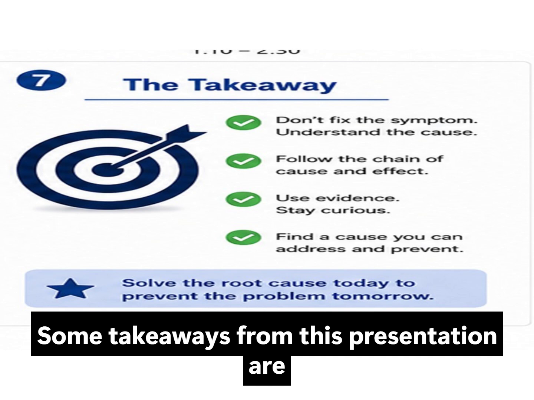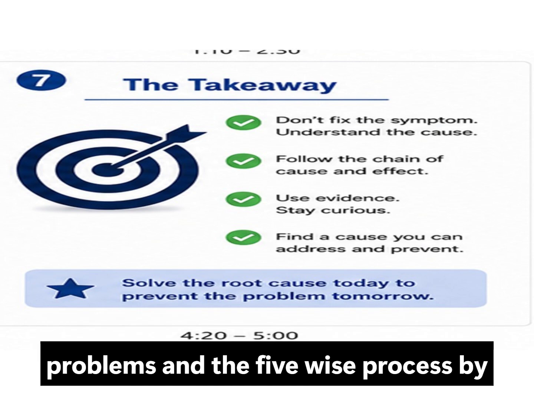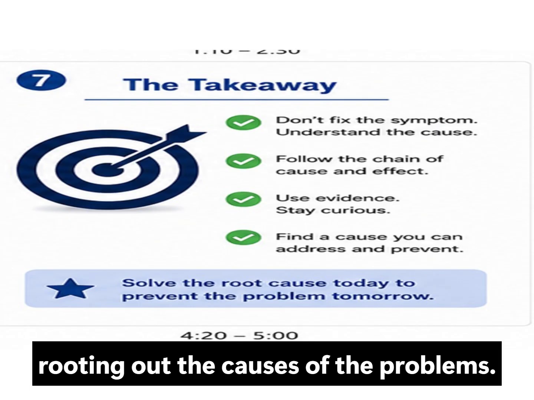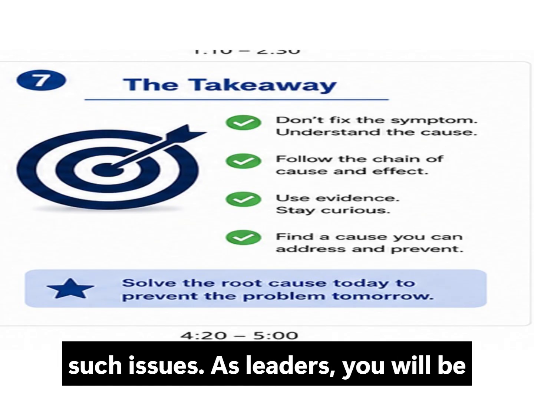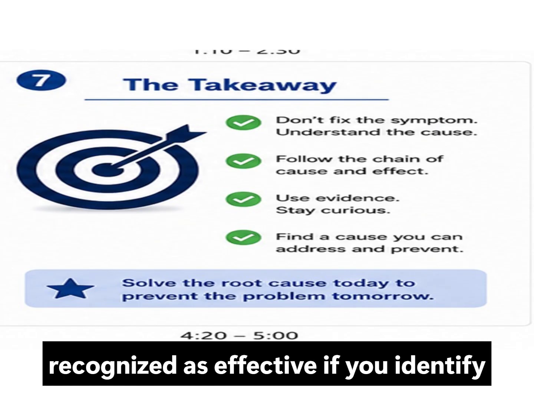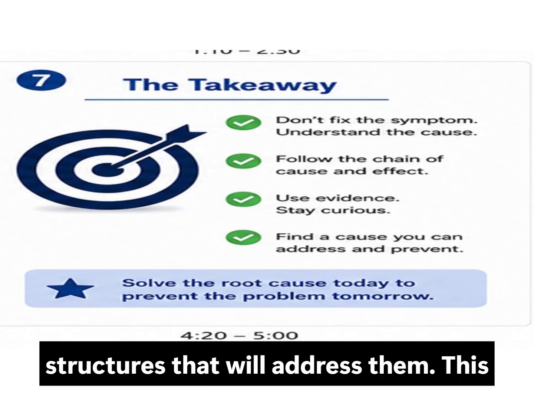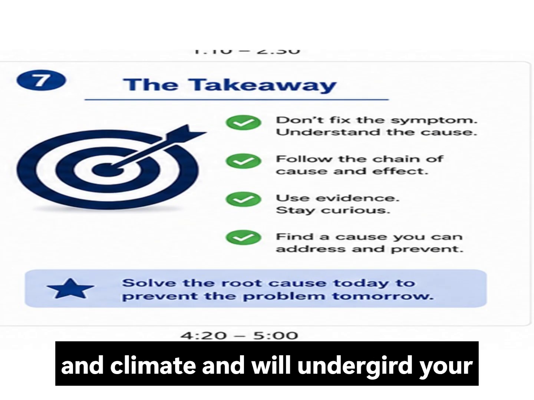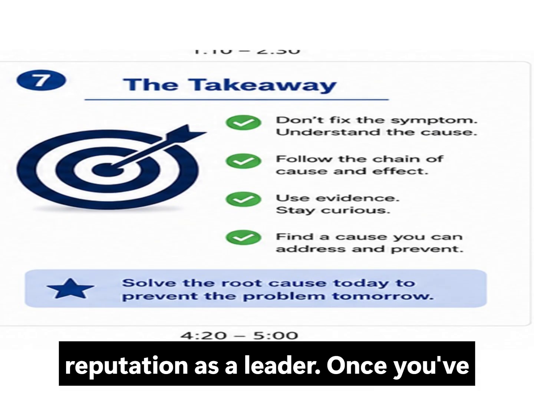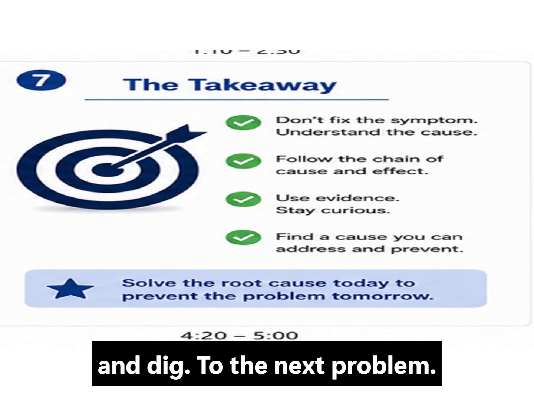Some takeaways from this presentation are that we too often put a band-aid on problems, and the 5 whys process, by rooting out the causes of the problems, helps us come to permanent solutions to such issues. As leaders, you will be recognized as effective if you identify problems and build policy, procedures, and structures that will address them. This will lead to an improvement in culture and climate and will undergird your reputation as a leader. Once you've addressed this problem, take your shovel and dig into the next problem.